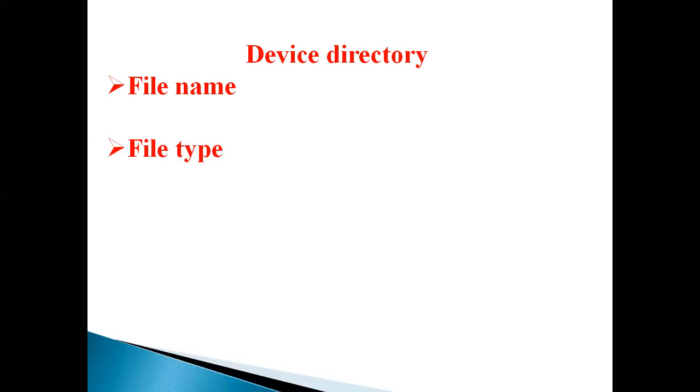File type. We have to specify the type of the file, such as an executable file, text file, or source code file. For example, an executable file uses the .exe extension. The extension is used to specify the type of the file. For a text file, I have to use the extension .txt or .doc. For a source code file, it is .c, .cpp, .java.